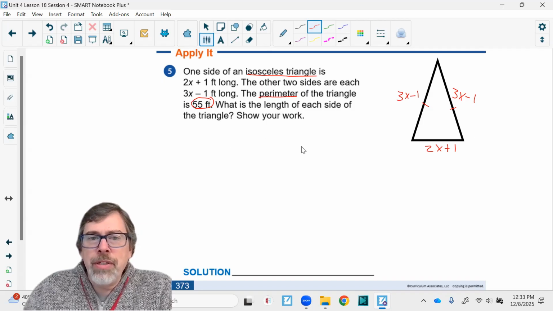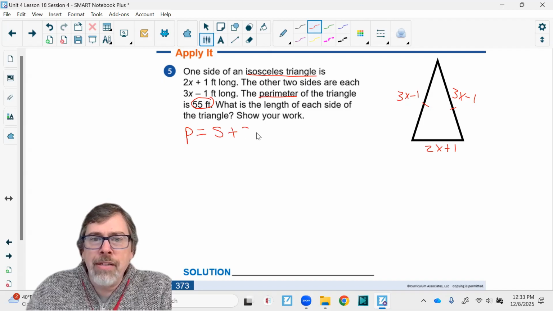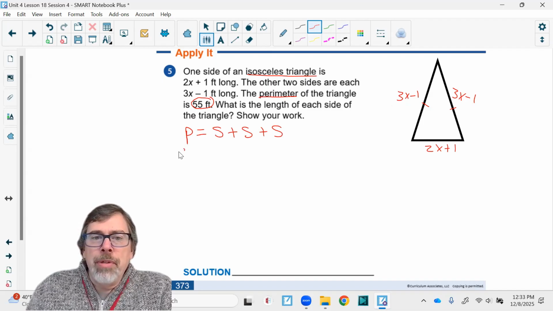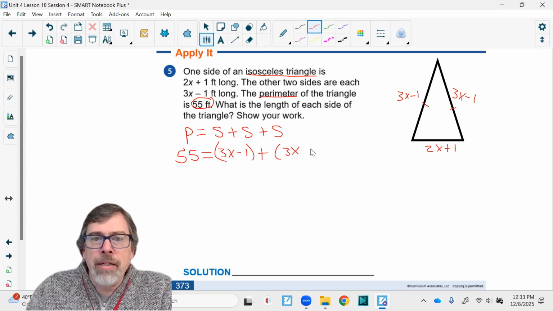So we add all the three sides up. So perimeter of a triangle is S plus S plus S. Our perimeter is 55, so I'm substituting all our givens in. Okay, one side is 3x minus 1, and I'll put parentheses so you see the difference. My next side is also 3x minus 1, and my third side is 2x plus 1. So there are the three sides from here substituted in.